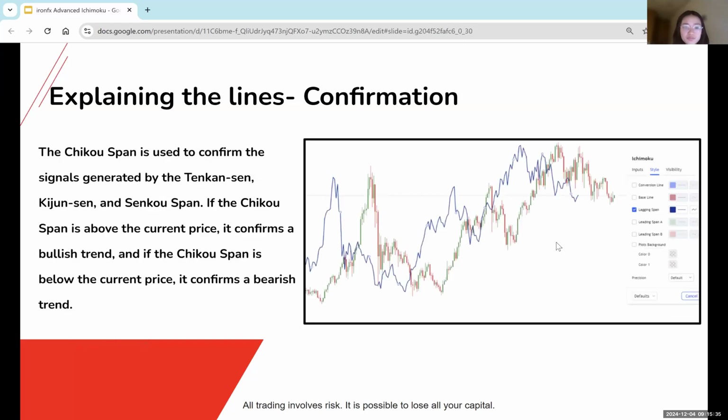Okay, so here is what we were trying to explain earlier. Your dark blue line is the lagging span or the Chikou span, and it's used to confirm the signals that are generated by the Tenkan Sen, which is your conversion line, the Kijun Sen, the baseline, and the Senkou span. So both of the leading spans. So if the Chikou span is above the current price, like we see around this area here, it confirms a bullish trend. And if the Chikou span is below the current price, then it confirms a bearish trend.